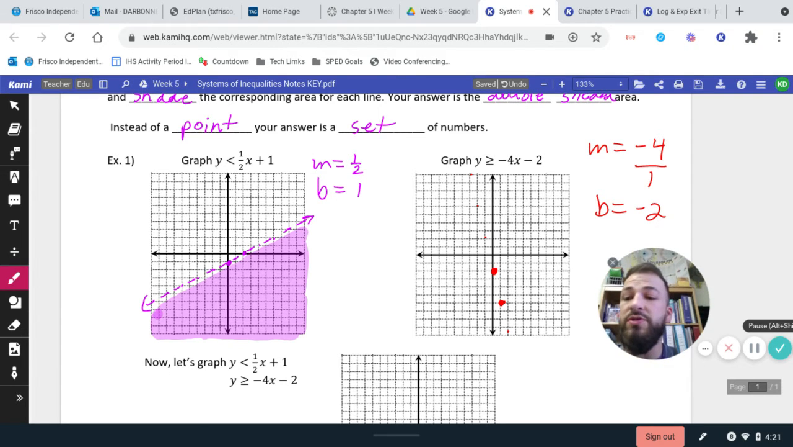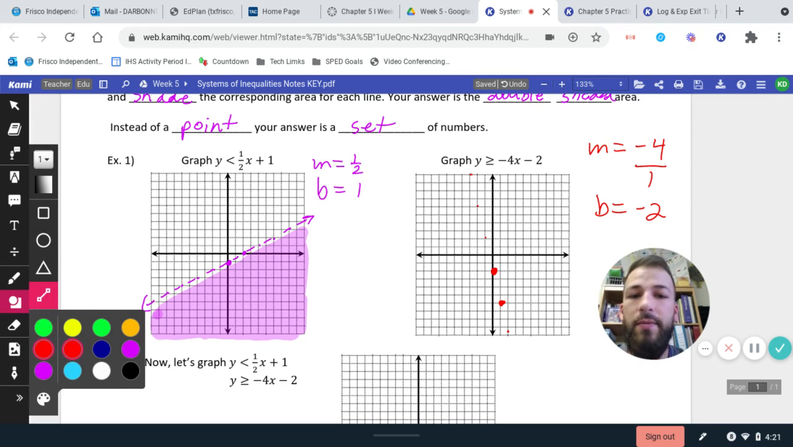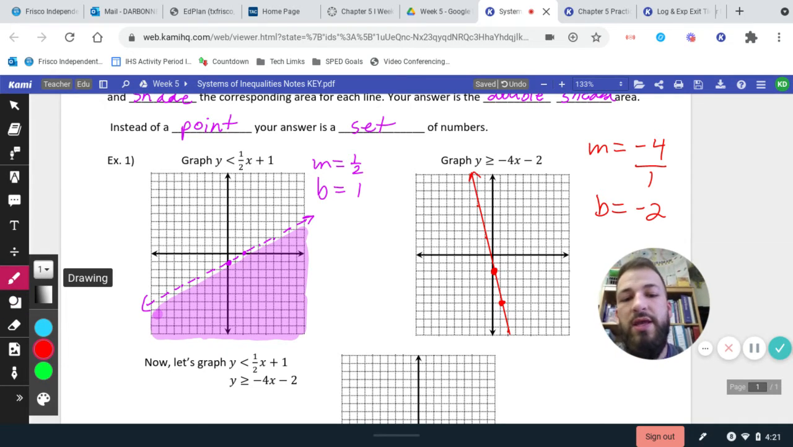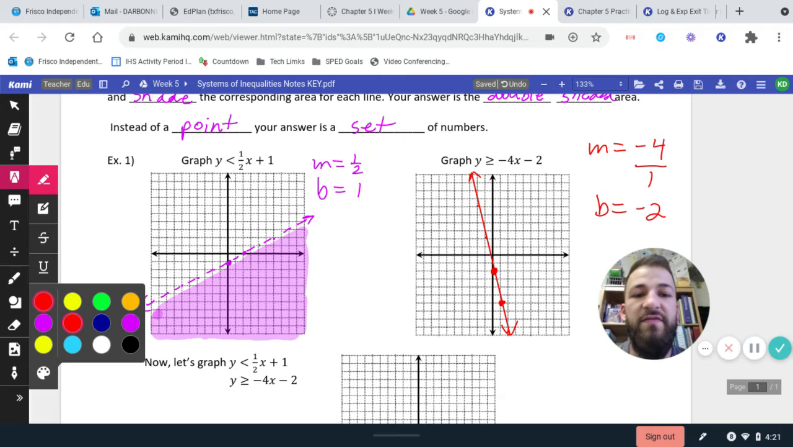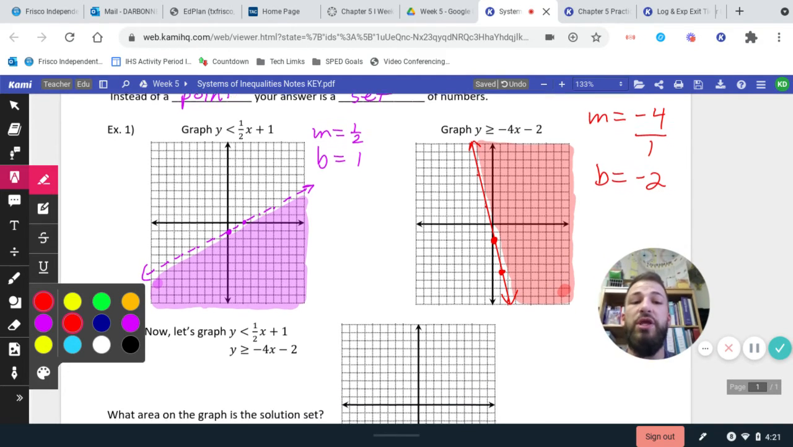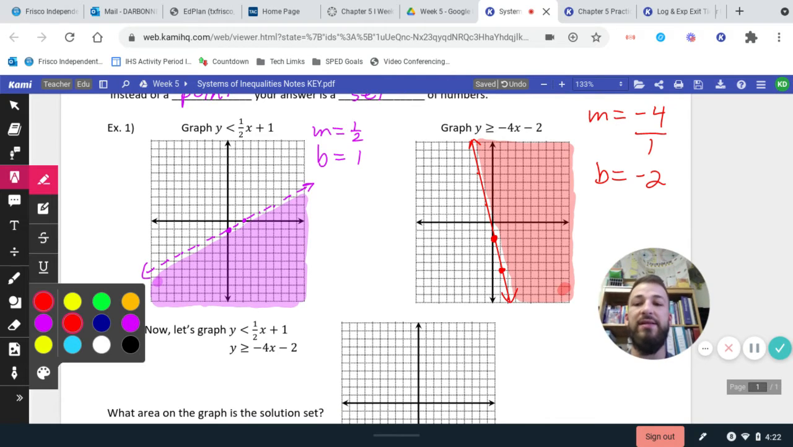Then this is greater than or equal to, so this is actually going to be a solid line because of the equals to. And then greater than means I am going to be shading above. All right, so these two should be pretty familiar, graphing those individually. We practiced it last class.